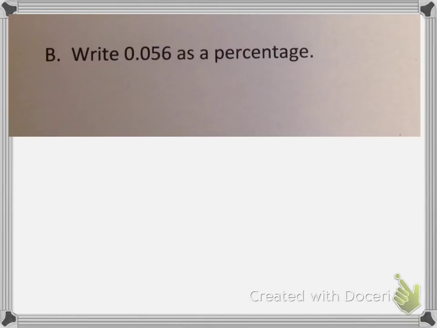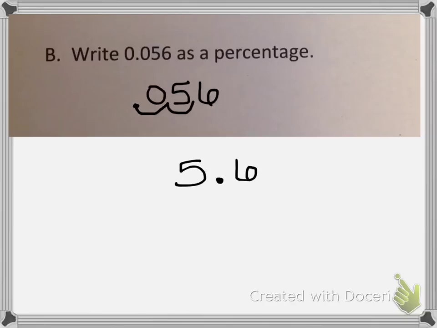All right, our next example is writing 0.056 as a percentage. So once again, we're going to start with that number, 0.056, and we are multiplying by 100, but now we know when we go to a percentage, we're moving our decimal 2 times to the right. So we're going to do that, 1, 2, and so our number now becomes 5.6, and don't forget that percent sign.